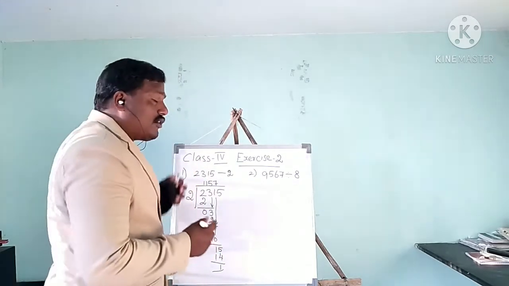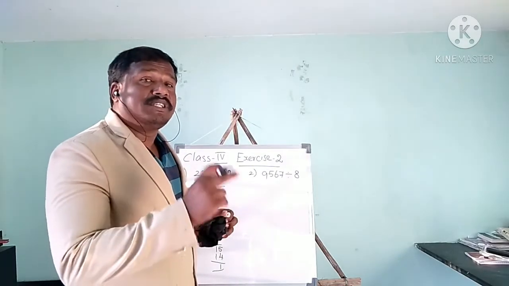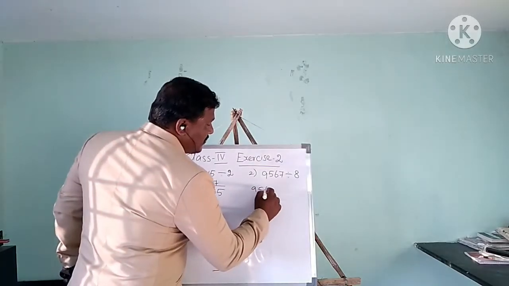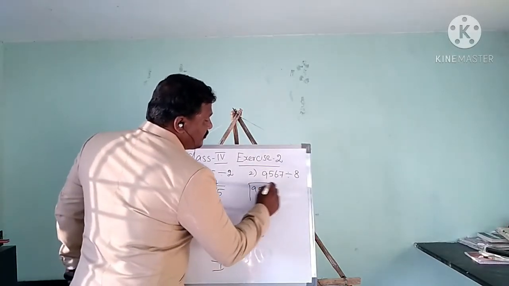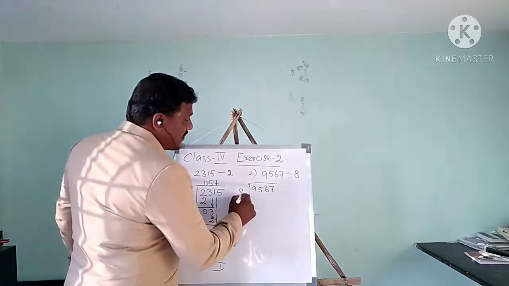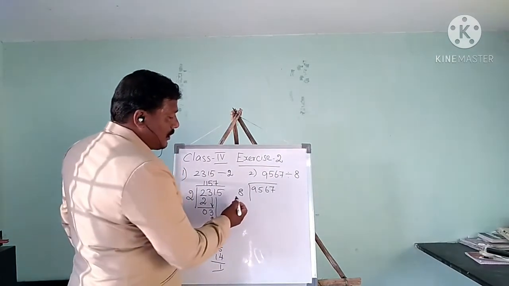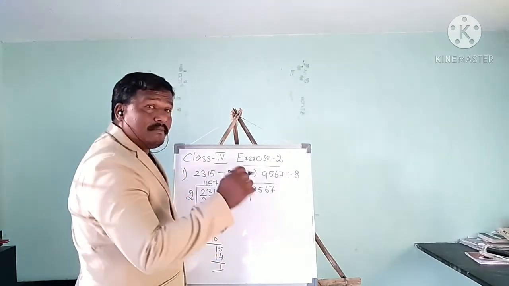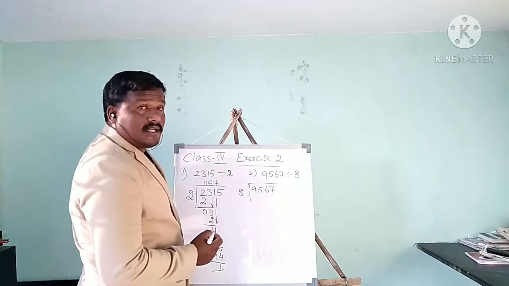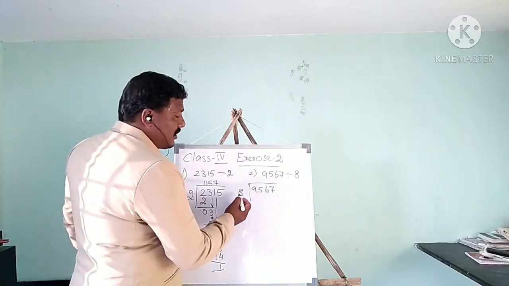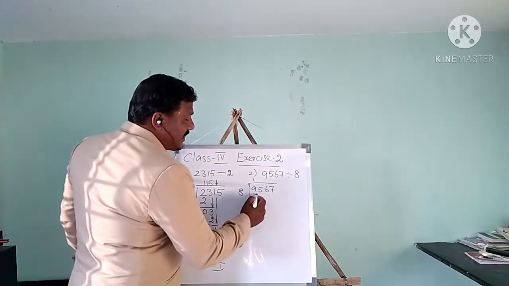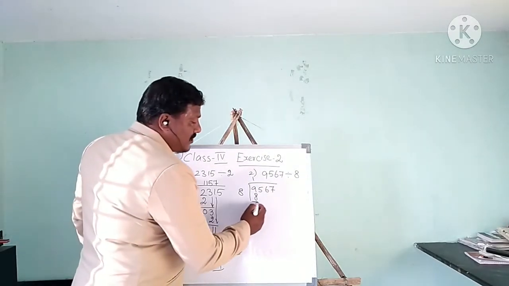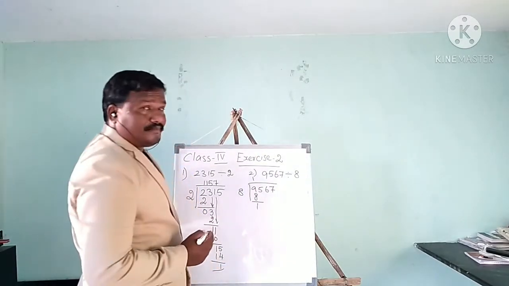So I will find out how much amount I want to give each person. 9567 is the dividend. 8 is the divisor. So I will first take one digit, because 9 is bigger than the divisor. So 1 8 is 8. I will subtract, remainder 1.